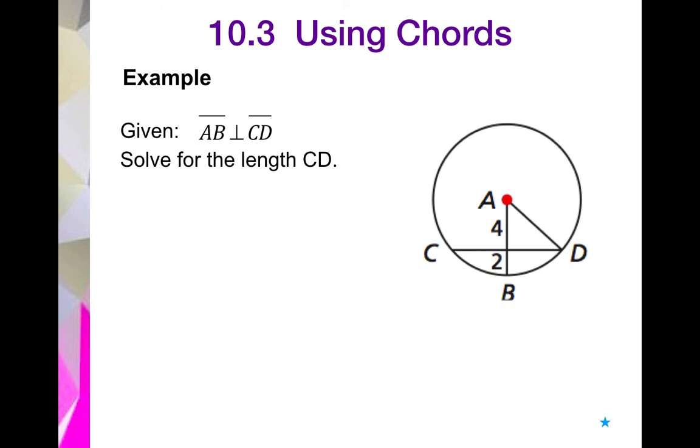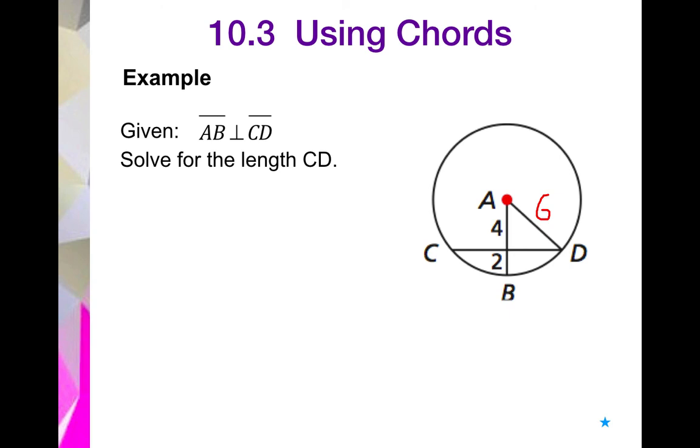In this last problem, we're given that AB is perpendicular to CD. And since they're perpendicular, then we have a right triangle here. That's nice. Maybe we can use that. Notice that the radius starts from A and goes all the way out to B. That's a distance of 4 plus 2, which is 6. So that means that the distance from A to D is also going to be 6.